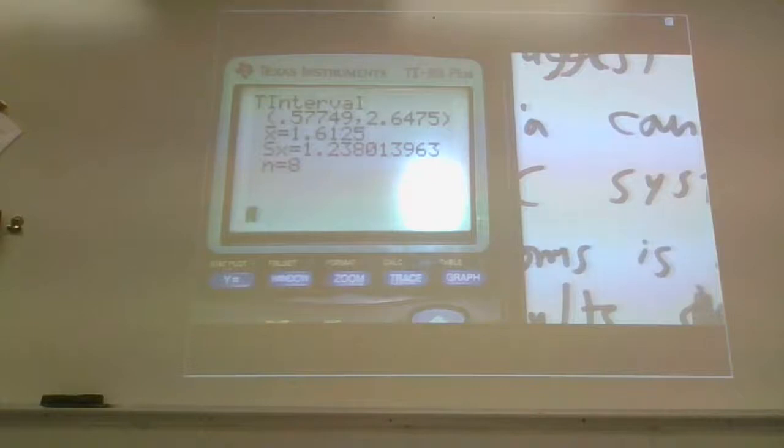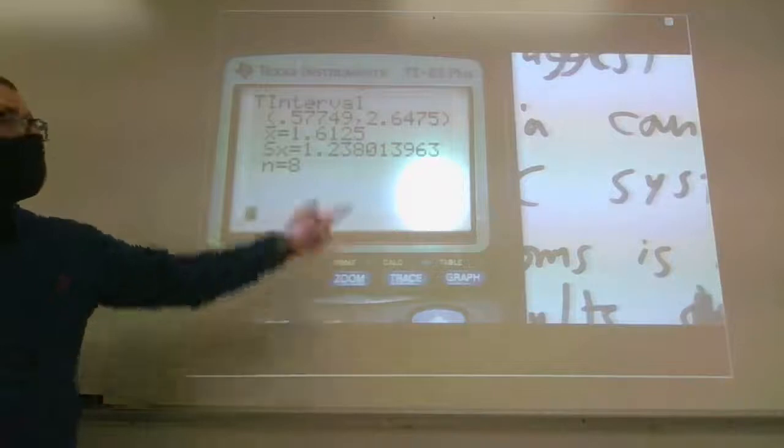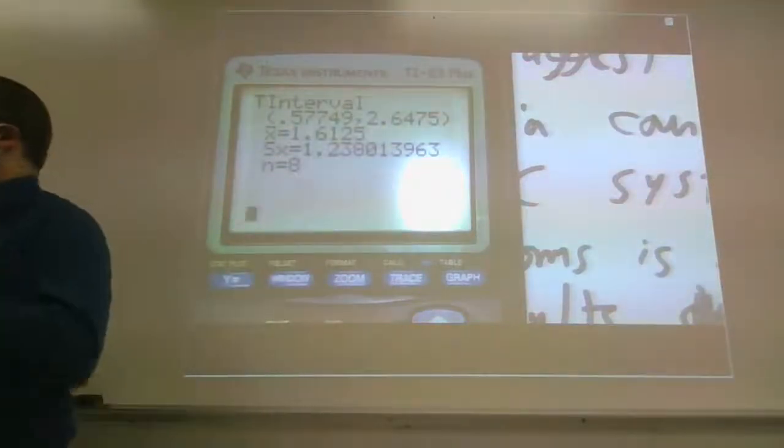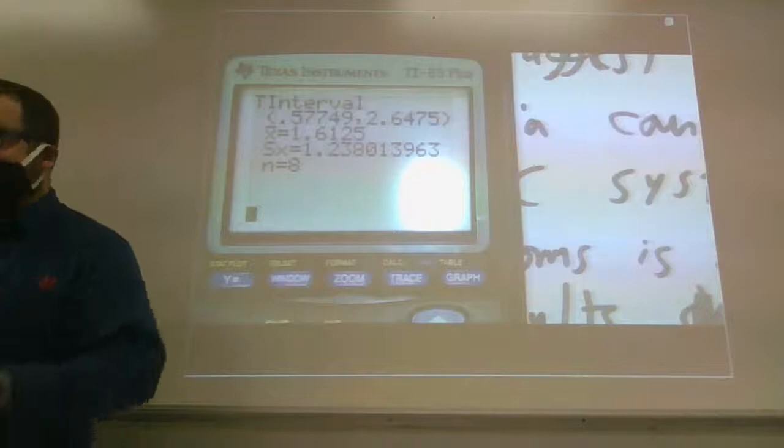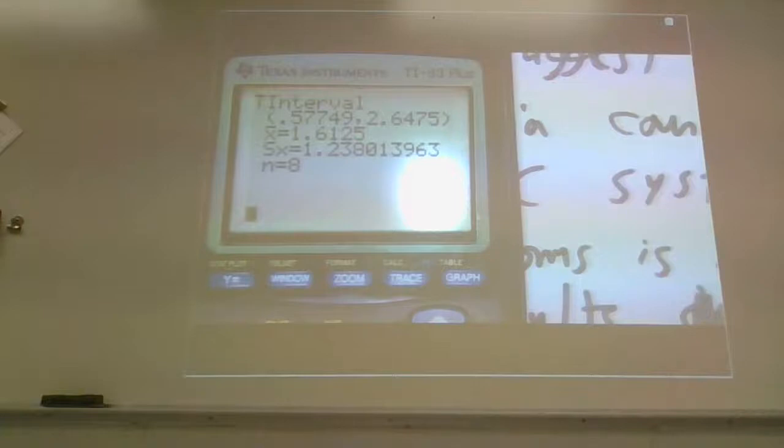Do we come to the same conclusion? Do we say that the AC system is actually causing the bacterial count to drop? Several people are nodding yes. Why? Zero's not in there. Yeah, zero is not in there. I'm 95% confident that the true mean difference is somewhere within here. And because the entire interval is above zero, I can come to the same conclusion. I have evidence to suggest that the new AC system does drop the bacterial count. Craziness.